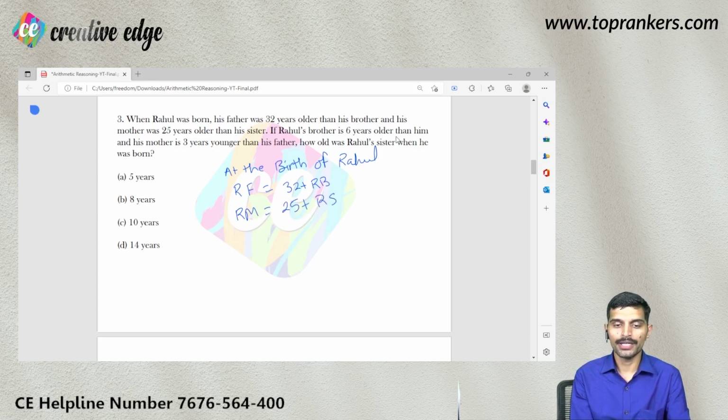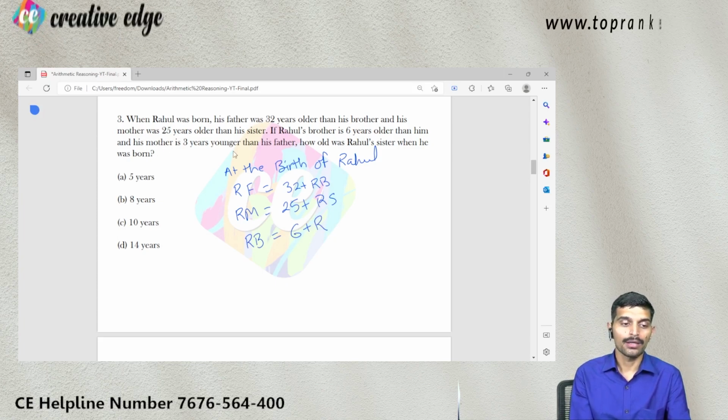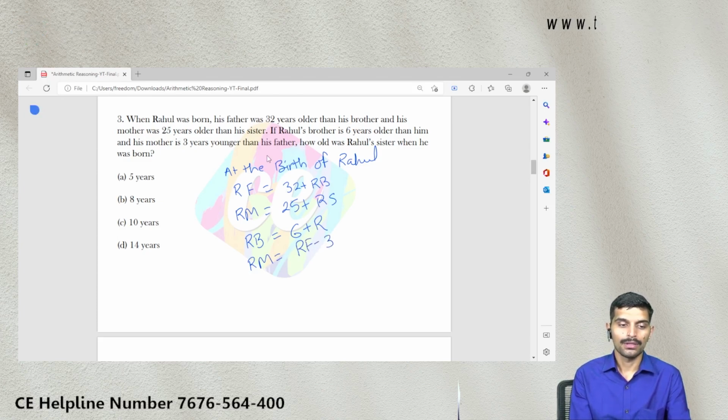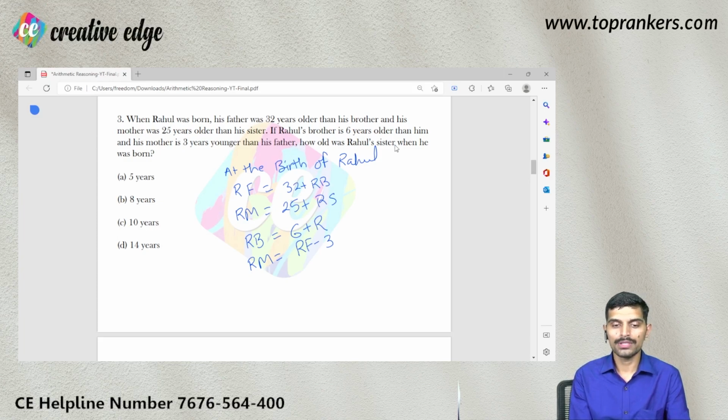If Rahul's brother is 6 years older than him, so Rahul's brother is 6 years older than Rahul, and his mother is 3 years younger than his father. So Rahul's mother is 3 years younger than Rahul's father. How old was Rahul's sister when Rahul was born? When he was born, so he represents Rahul, right?